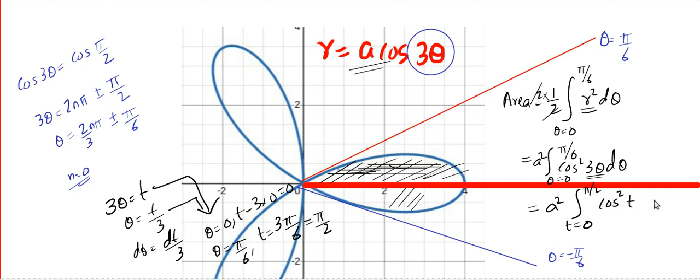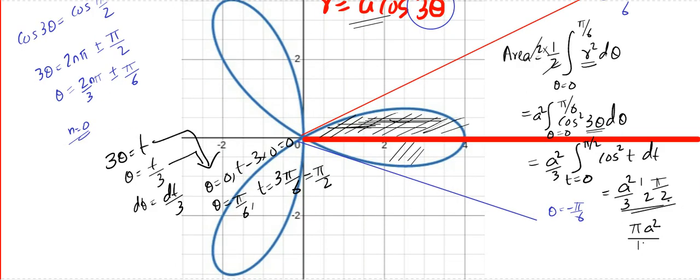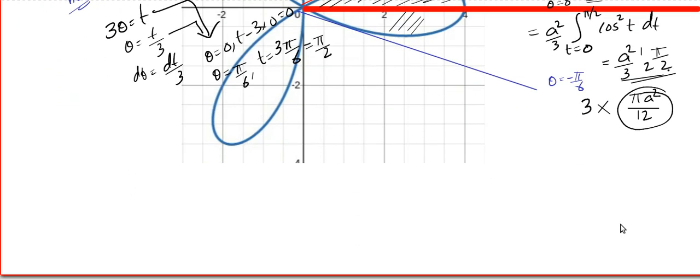So we end up with a square, t is equal to 0 to pi by 2, cos square t dt by 3. I'll put the 3 here. And then my favorite trick, reduction formula, 2, 1, pi by 2. So the answer is pi a square by 12. Okay, now if you want the total area, you just multiply by 3 and that will be pi a square by 4. So that's it.